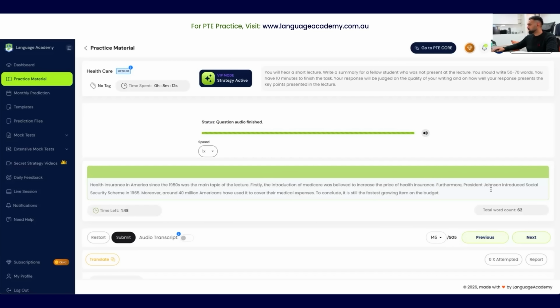Furthermore, President Johnson introduced Social Security scheme in 1965. Moreover, around 40 million Americans have used it to cover their medical expenses. To conclude, it is still the fastest growing item on the budget. And I've got word limit left. I try to write around 65 words. So let's try it. And Medicare has become more expensive. I'm not 100% aligned with what they have mentioned in the lecture.